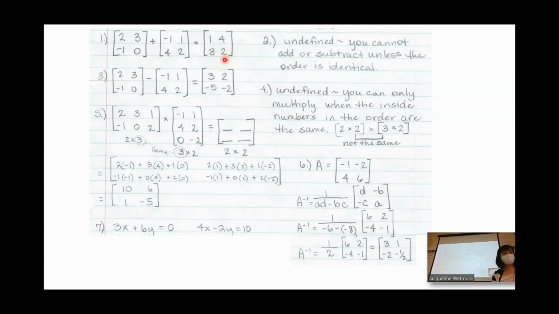All right, then look at number 2. For number 2, I have a 2 by 2 and a 3 by 2. Can I subtract those? Can you add and subtract if they have different orders? No. So I can't subtract those because in order to add or subtract, your order has to be identical. So I would just say undefined when it can't be done. Okay?